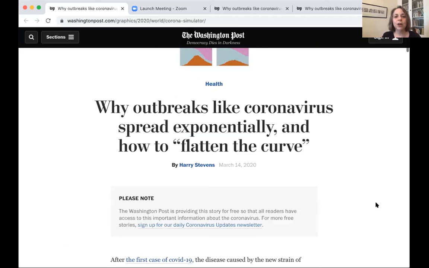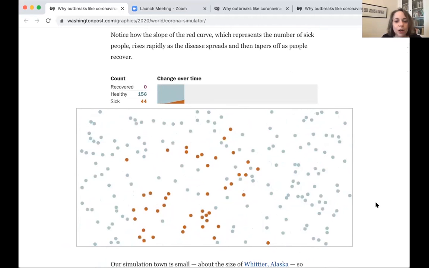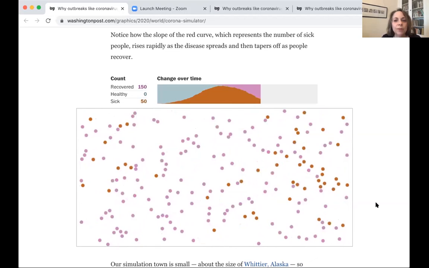Okay, so this was a lovely article in the Washington Post pretty early in the epidemic that actually explains this. And I'm going to show you first here is a little simulation. Now, those maroon people are sick. Those are the infected. And the gray people are susceptible. And then you can see that gradually the infected people turn to purple, which means they're recovered.